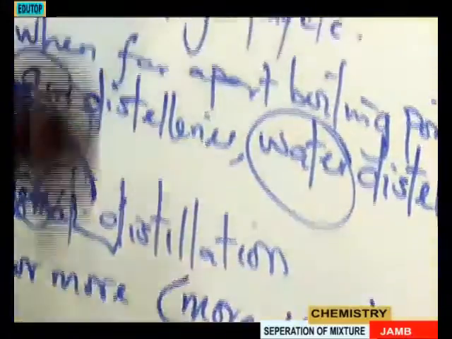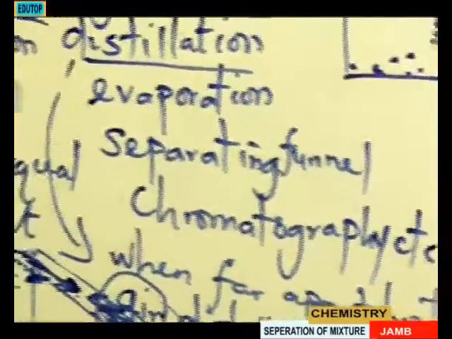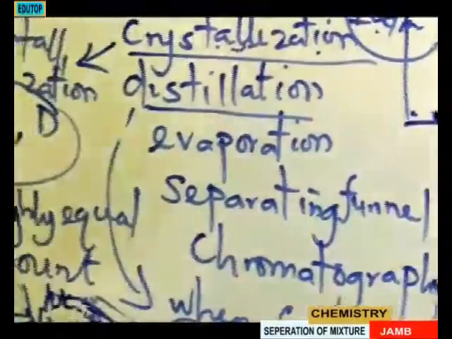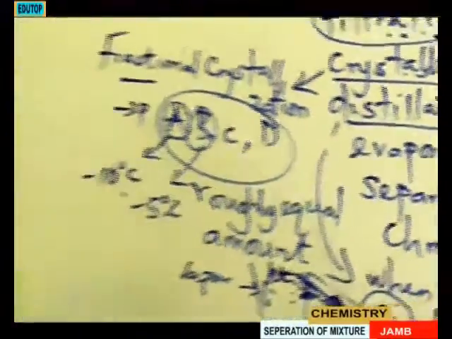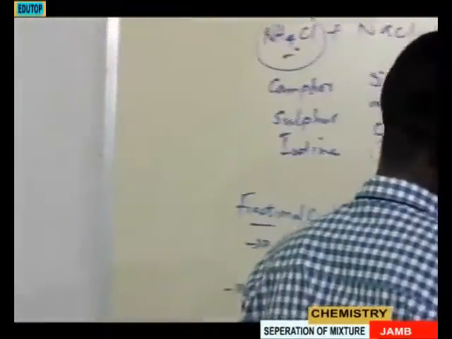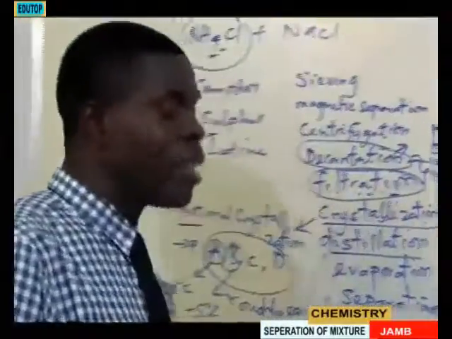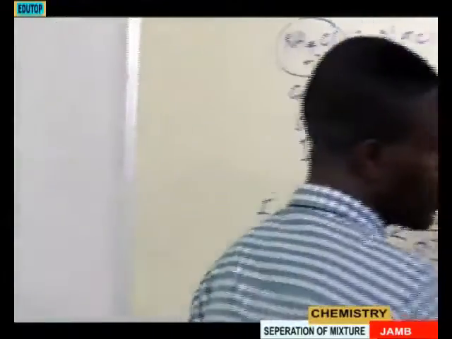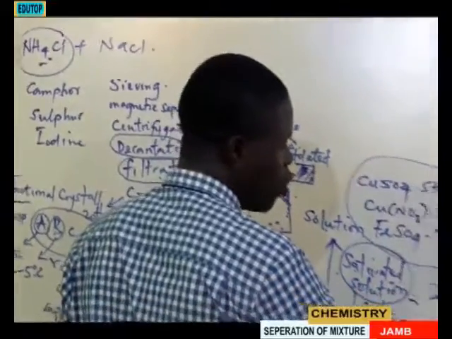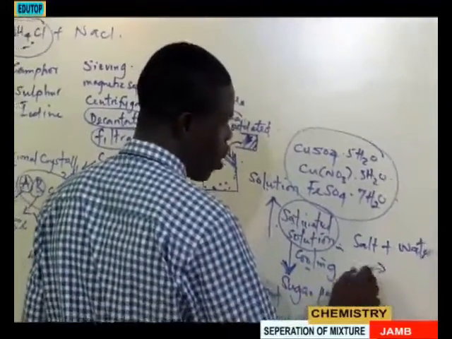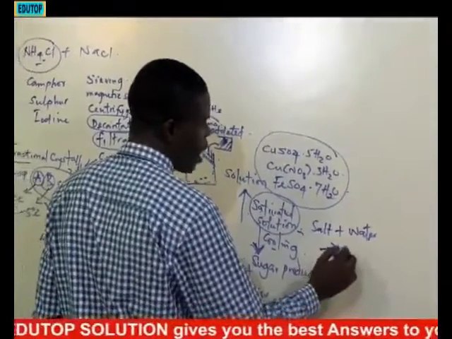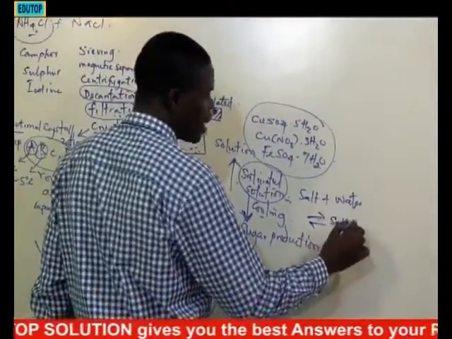Then let's talk about evaporation. Evaporation is used to recover solid solutes from a solution. Even in your separative techniques, I said separative technique, that's a physical change. When you add salt to water, you know that you are definitely going to have what? A salt solution. It is a reversible process.